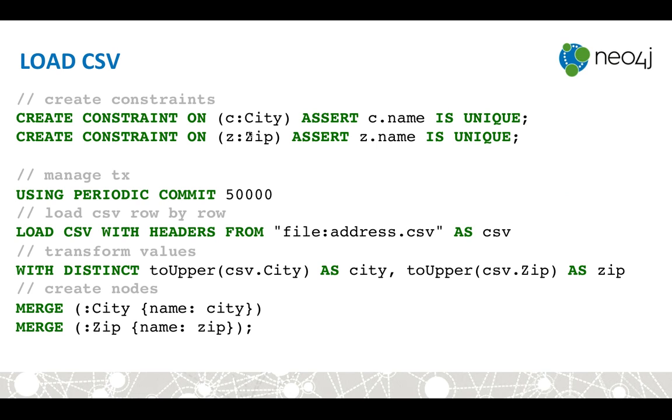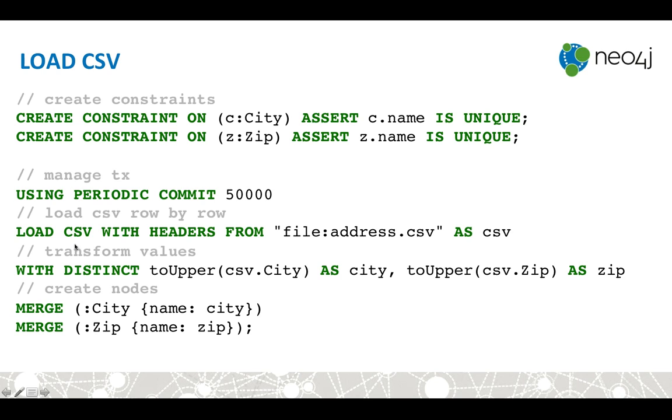And how does it go? For LOAD CSV, it makes sense to create some constraints first, so that later lookup statements are really fast. If you forget that, then it might slow down a lot. So you can create a constraint or an index for that. Here, these constraints are like primary keys or unique keys for city and for zip.